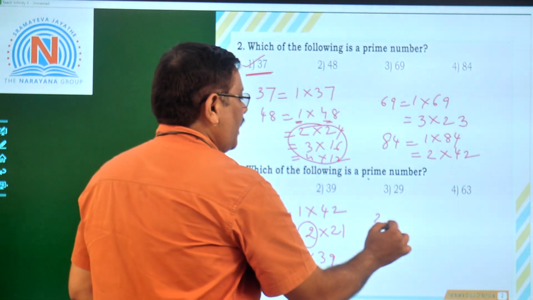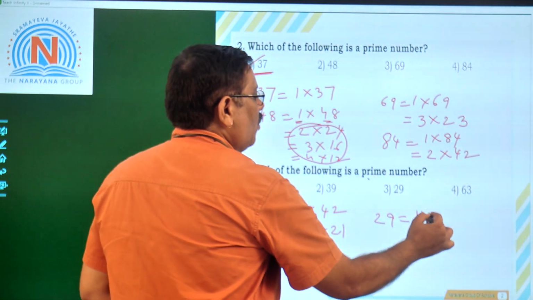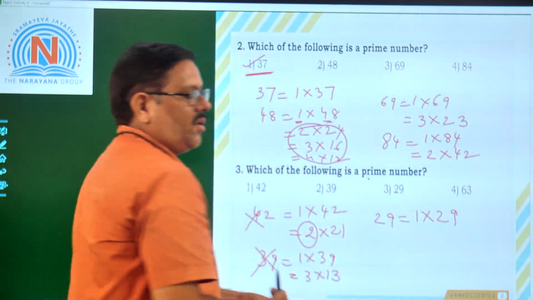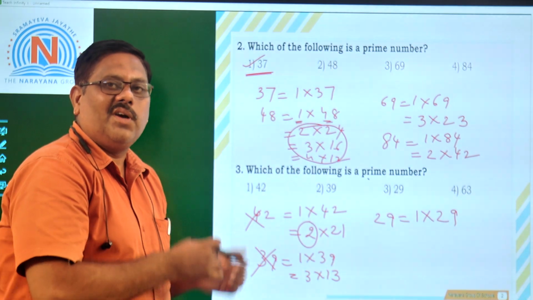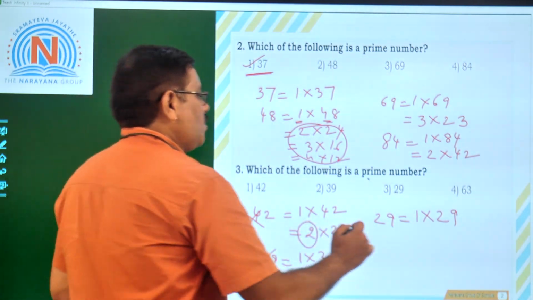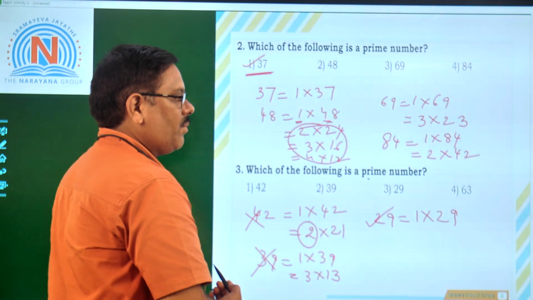If you take 29, we can write it as only 1 into 29. There won't be any other factors existing for 29 other than 1 and 29. So 29 qualifies to be a prime number. This is a prime number.